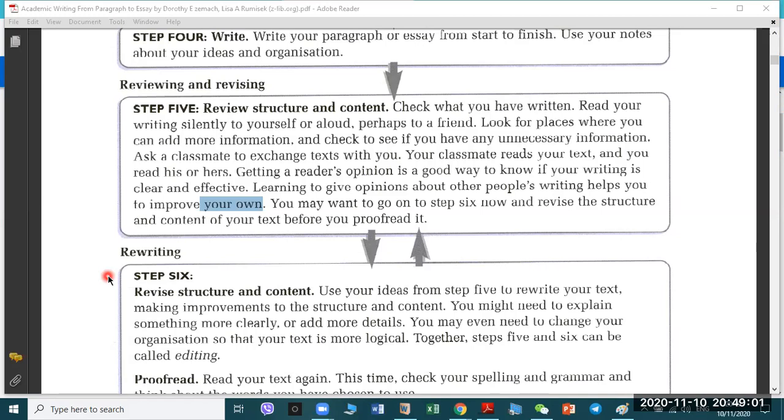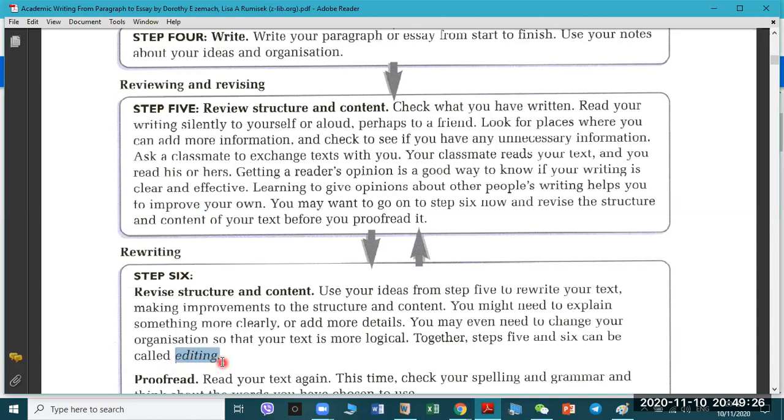Together, steps 5 and 6 can be called editing. So these two steps, step 5, review structure and content, and step 6, proofread. These two together can be called what? Can be called editing. So you may call these two steps editing.